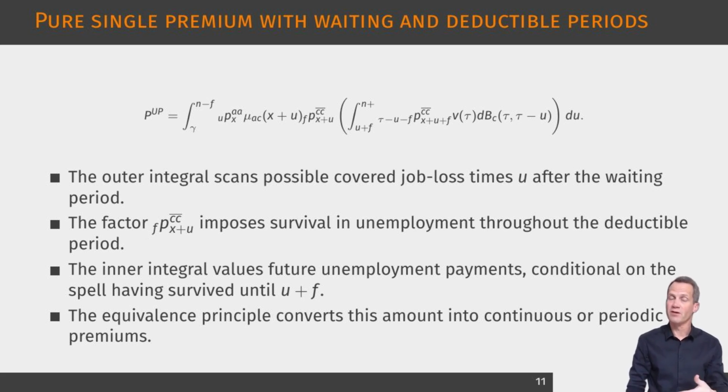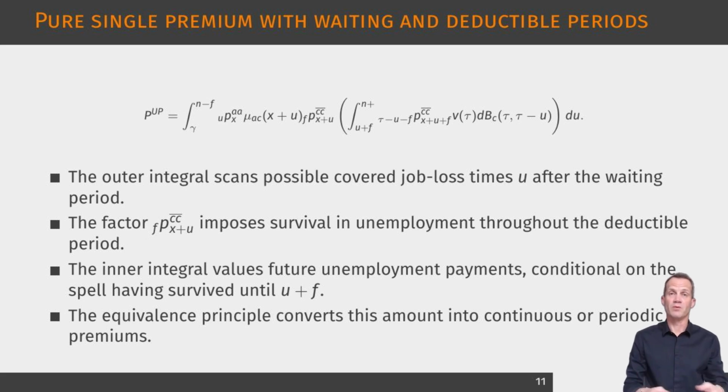The next factor requires the insured to remain unemployed throughout the deductible period. If re-employment occurs before the deductible has expired, no benefit is paid for that spell. Conditional on survival in unemployment up to the end of the deductible period, the inner integral values all future benefit payments until contract expiry. Each payment date is weighted by the probability of remaining unemployed from the end of the deductible period to that payment date and by the appropriate discount factor. This structure is very close to the actuarial principle of conditioning on the time of the insured event, but adapted to a reversible process and to duration-dependent payments.